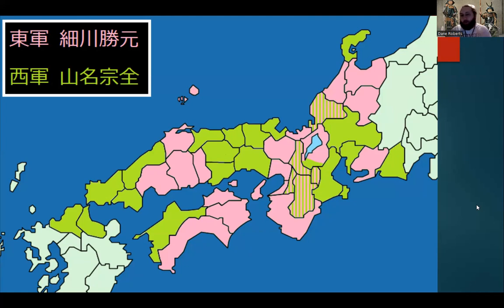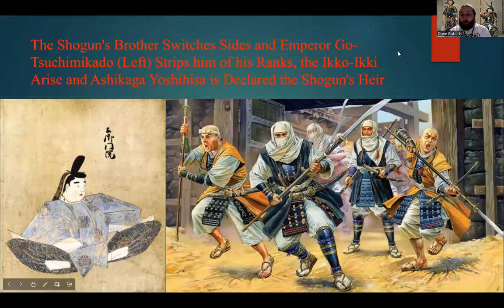Like I said, it was incredibly large scale, bloody fights. And it was also during this war that the Shogun's brother would actually switch sides. So Yoshimi would switch sides to the Eastern faction. And this led the Emperor Go-Tsuchimikado to strip Ashikaga Yoshimi of his titles, of his political ranks.